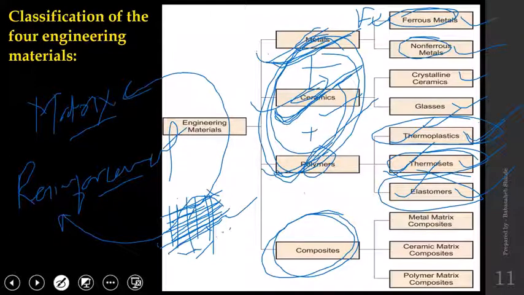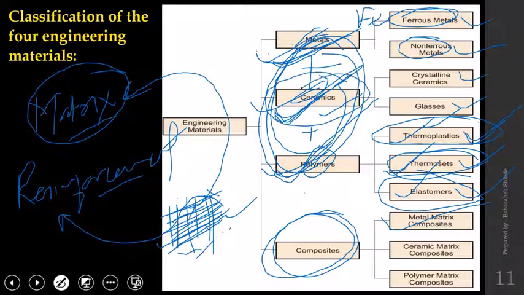Now, if the matrix is metal, it will be called a metal matrix composite. If the matrix is ceramic, it will be a ceramic matrix composite. And if it is polymer, that will be called a polymer matrix composite.